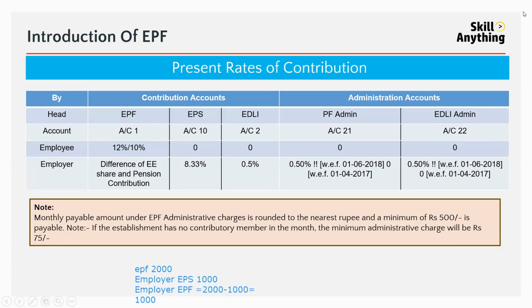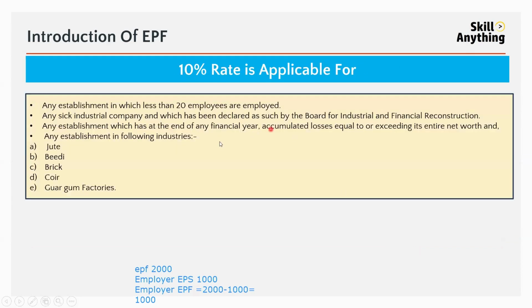So let's move into the next slide and see who is eligible for 10% contribution in EPF. Any establishment which employs less than 20 employees, their employer can contribute in EPF. The contribution rate will be 10% or 12%, their choice. They can opt for 10% also.